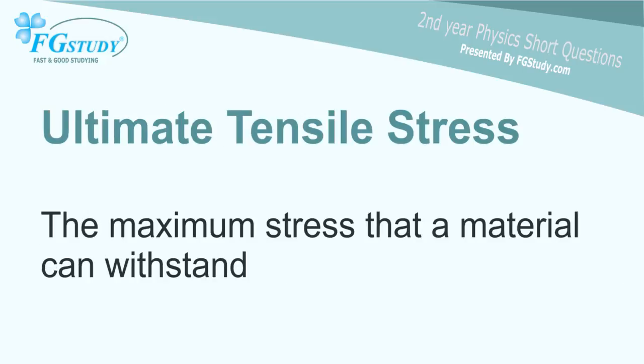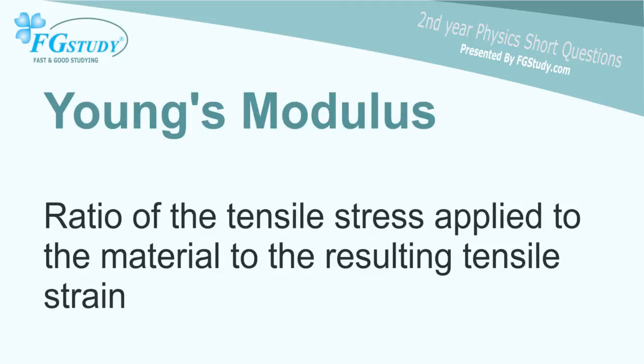Ultimate tensile stress, the maximum stress that a material can withstand. Young's modulus, ratio of the tensile stress applied to the material to the resulting tensile strain.